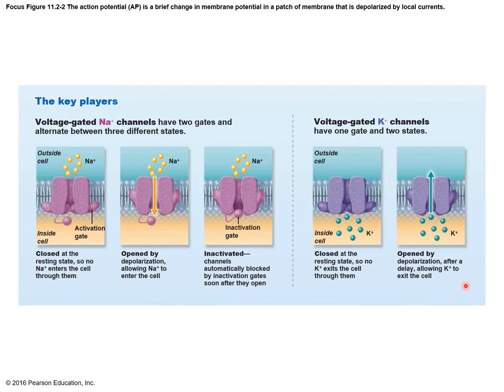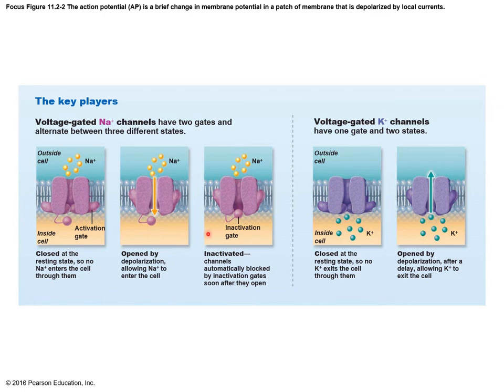Now the voltage gates, you're going to have sodium voltage gates. Most of these are going to be closed. If you change the voltage, you change the charge on the inside from a negative to a positive, that is what is going then to open this gate, allowing sodium to flow in. Because if you open it, sodium's higher outside, so it's going to flow in.